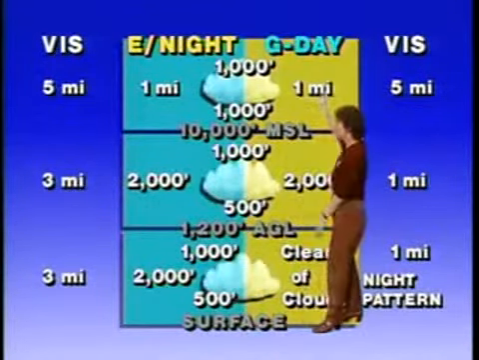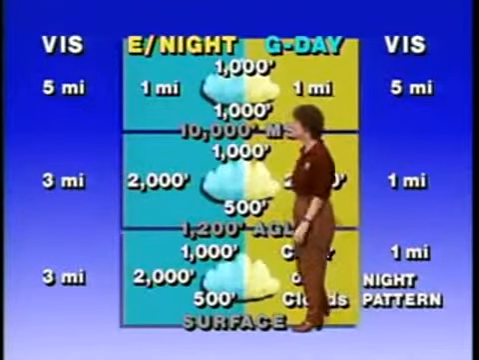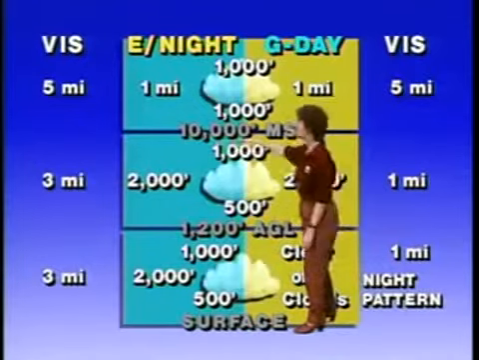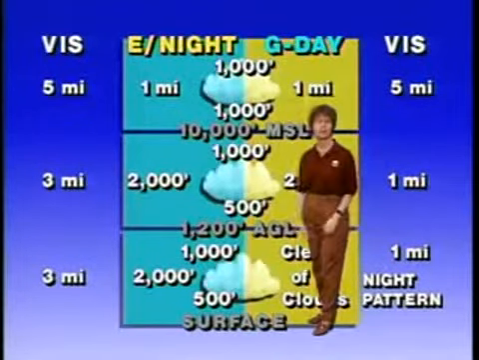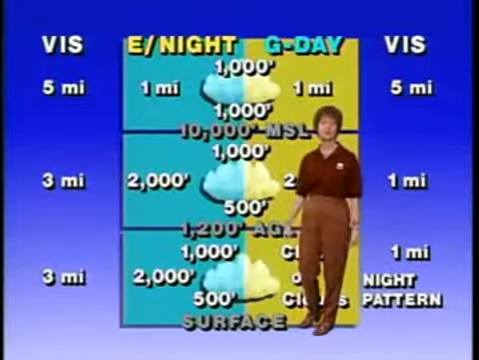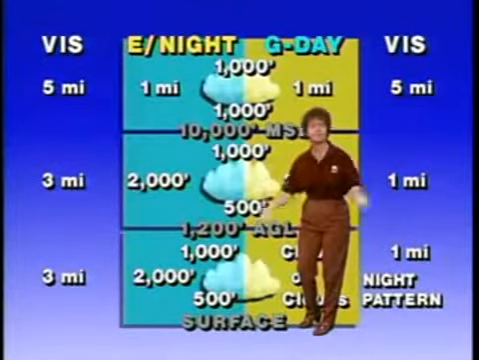In both Class G and Class E airspace, your weather minimums change when you get at and above 10,000 feet MSL. And why is that? Because at and above 10,000 feet MSL, there isn't any speed limit.